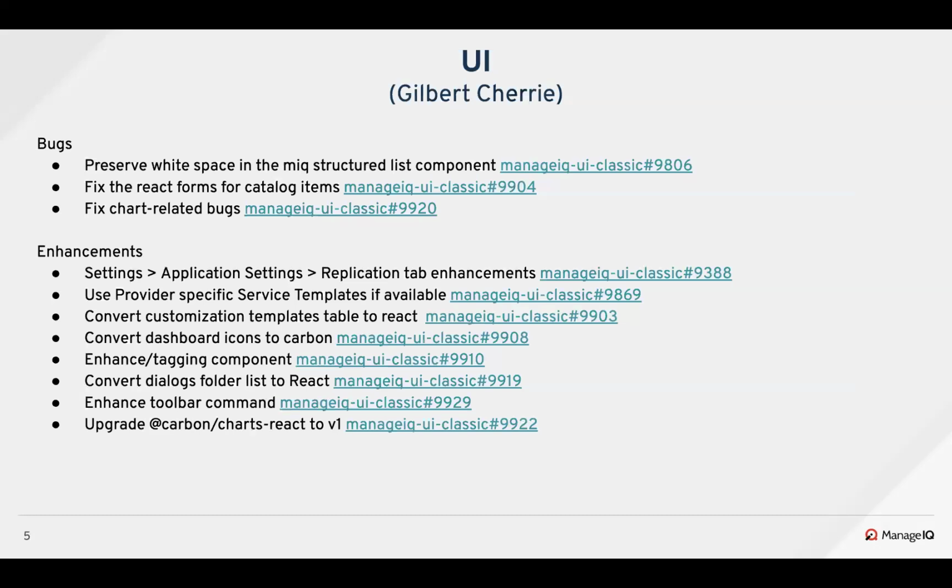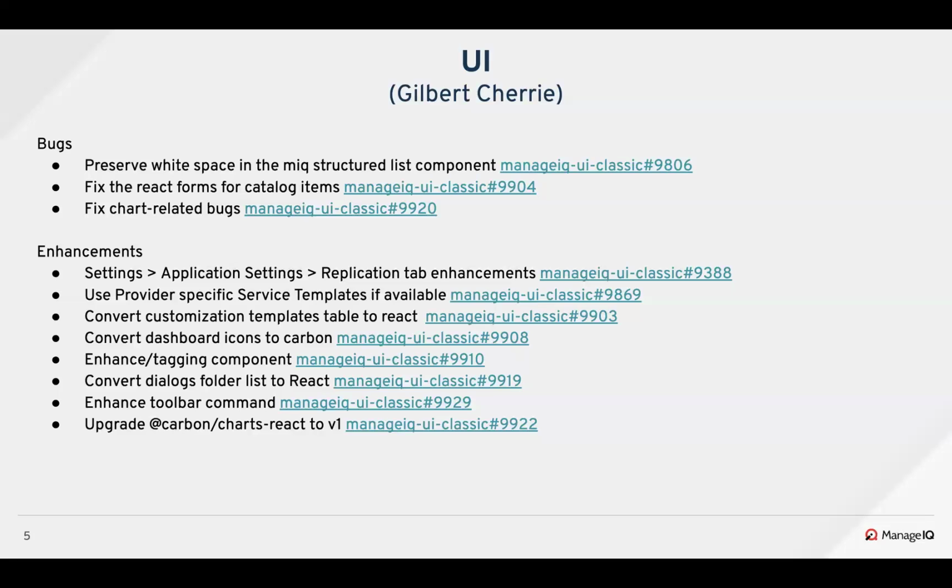Thanks, Jason. So for the UI, we had some bug fixes. I had a bug fix to preserve white space on the structured list component. I also fixed a bug with the React forms for certain catalog items, and Asavad fixed some chart related bugs. For enhancements, Elsa had her application settings replication tab React conversion.